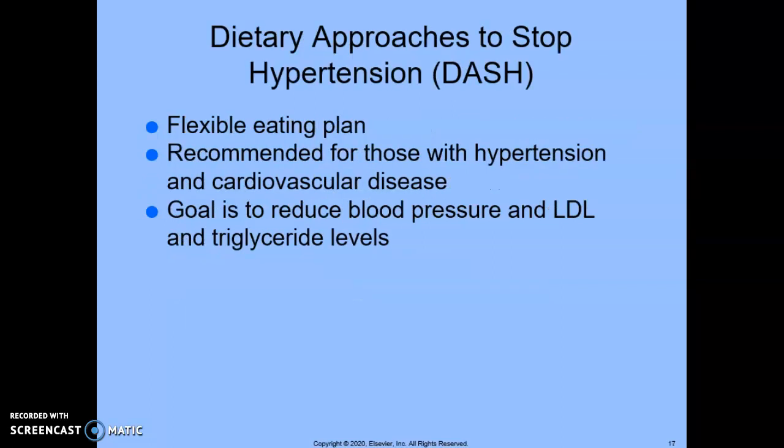So dietary approaches to stop hypertension. You can refer to table 8.9 in your textbook, and this discusses the DASH eating plan, but it is a flexible eating plan. It's recommended for those with hypertension and cardiovascular disease. And what they want to do here is reduce blood pressure and LDL and triglyceride levels.